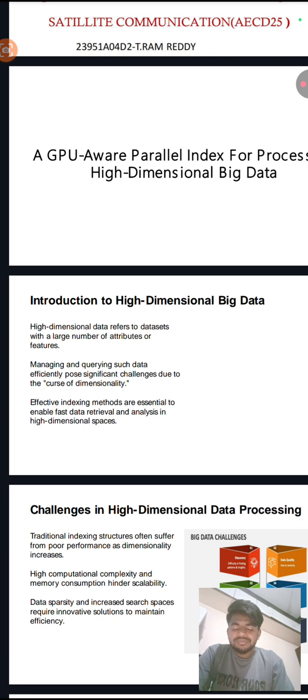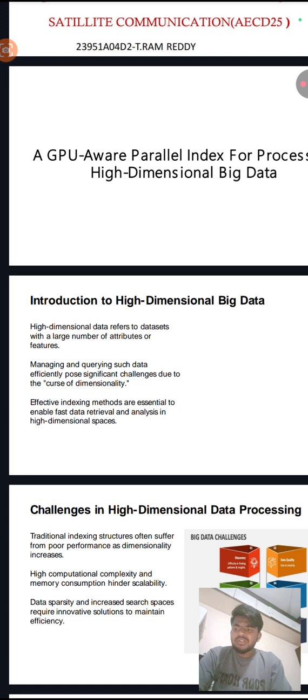What is the problem we can solve? High dimensional data like vectors with 100 plus dimensions are computationally challenging because of the curse of dimensionality, which makes traditional indexing methods inefficient. Big data at scale, with millions or billions of records, can overwhelm CPU systems. GPUs offer massive parallel capabilities but require special design to handle the memory access and branching logic found in indexing.